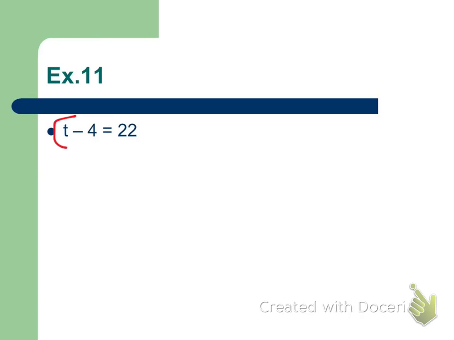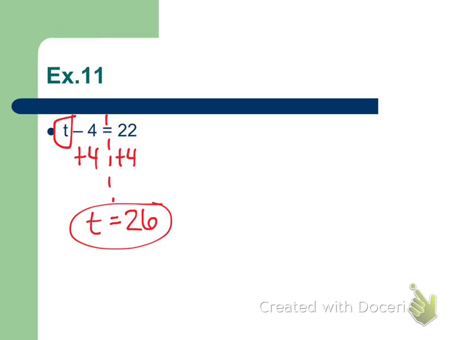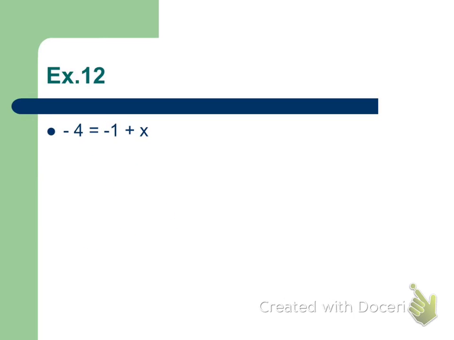Alright, Lexi and Logan, what did we do on number 11? Add 4 to both sides. And what did we get? T equals 26. Beautiful. Alright. Almost didn't circle my answer. We're going to keep it moving.